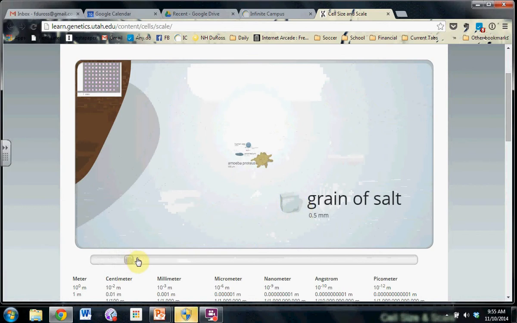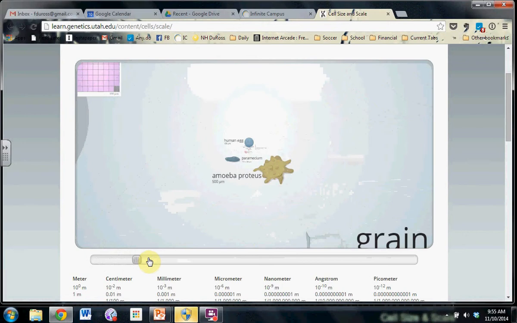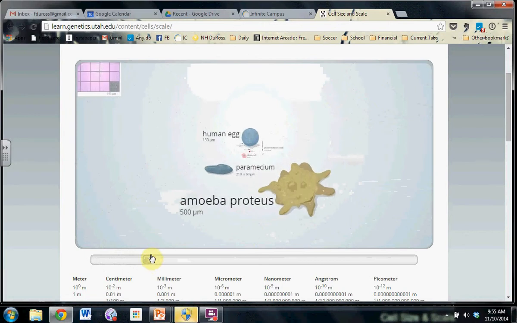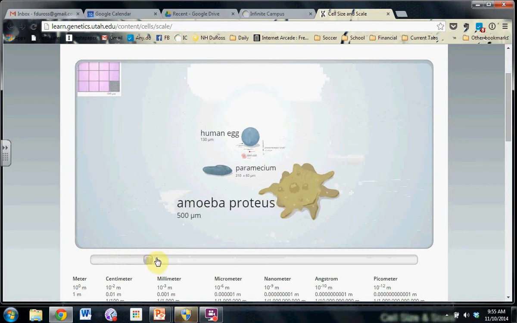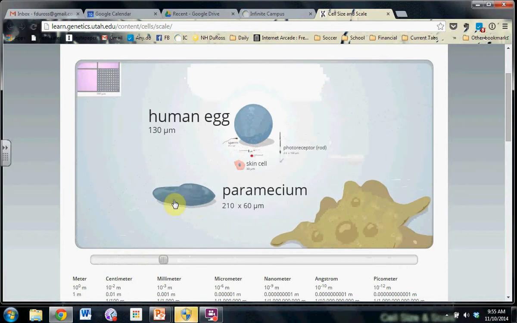As we get a little bit smaller, we can see some individual organisms. This is an amoeba, a single-celled protist. It's about 500 micrometers, and you could see it. We'll look at these protists later in the year. When you look at the water there, it looks kind of cloudy. They're very small, but you could see them. A little bit larger, paramecium is another living protist that we'll see. It's a single-celled organism.